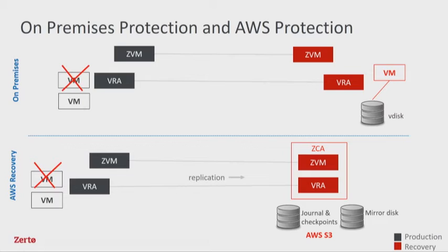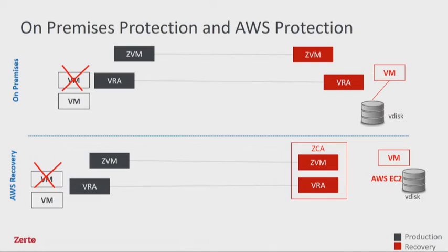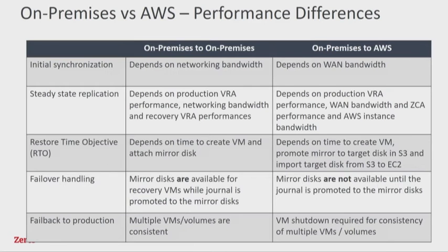Similar process on the cloud side. You would lose a VM. You'd stop the replication. We'd automatically create the VM. But there's a little bit of a difference here. We have to promote the mirror disk from S3 over to EBS. That does take time depending on how big your journal is. Typically people are doing smaller journals than what we're doing on-site. And then of course the mirror disk and the journal go away. I want to make you aware of these differences because that does have an impact on RTO.